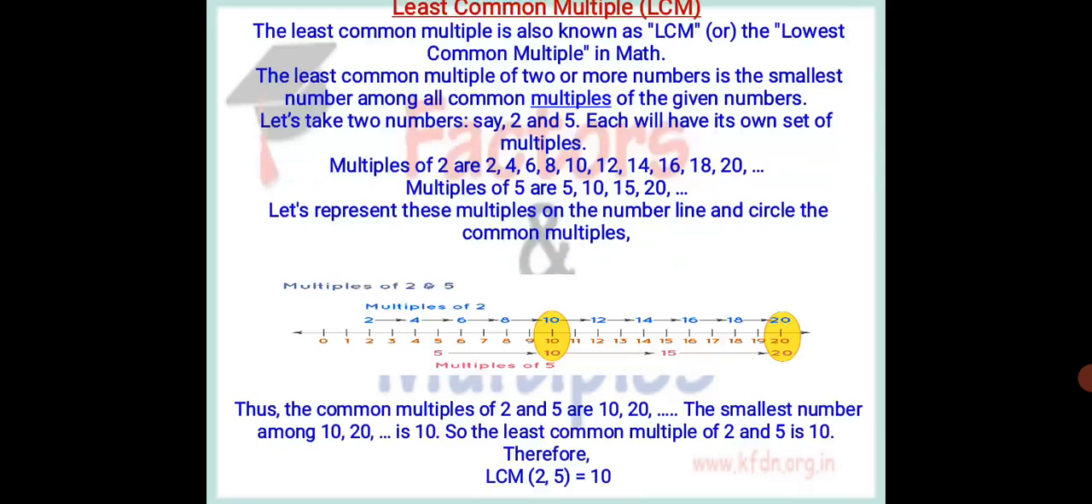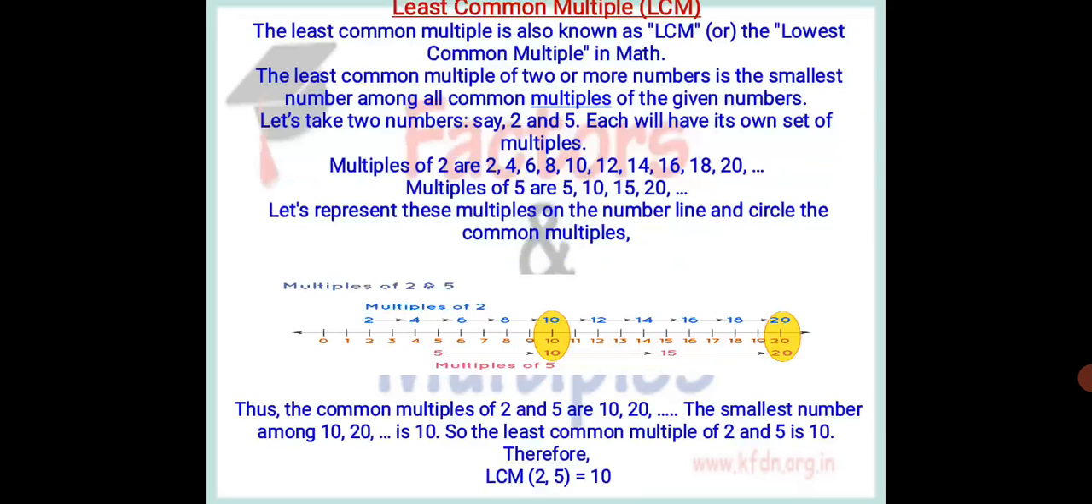One is for multiples of 2 and one is for multiples of 5. What we are getting from here, children, look at this number line. We are getting that 10 and 20 are the first two common multiples, and among these two, 10 is the least common multiple, isn't it? So thus common multiples of 2 and 5 are 10, 20, 30 like that.